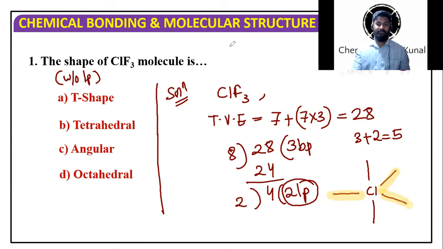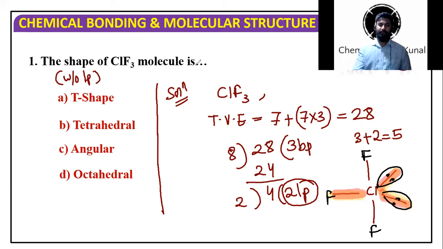So I can put two lone pairs wherever I want. Here, here, or here. Where will I put them? I will put them here because it will make them look symmetrical. And where should I put the remaining fluorine atoms? One here, one here, one here.